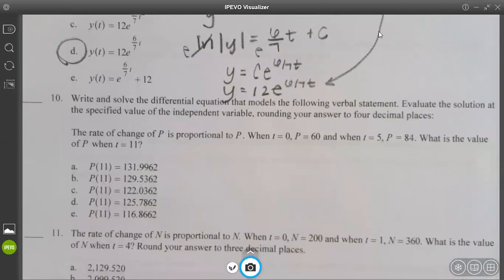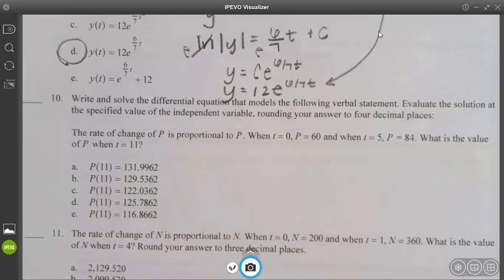Okay. Write and solve the differential equation that models the following verbal statement. Evaluate the solution at the specified value of the independent variable, rounding errors to 4 decimal places. The rate of change of p is proportional to p. When t equals 0, p equals 60, blah, blah, blah. You know you're going to be plugging in a bunch. So what do I do?